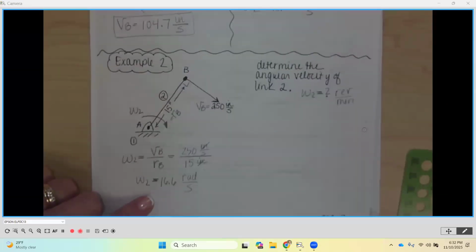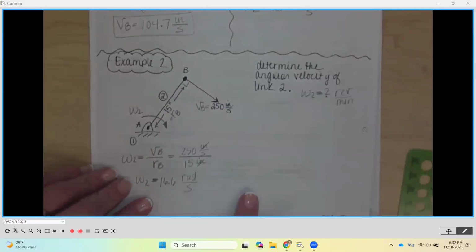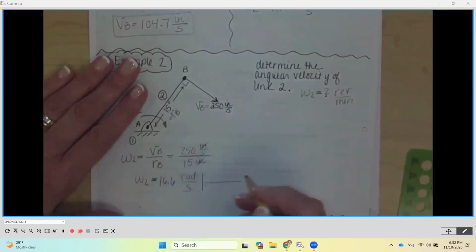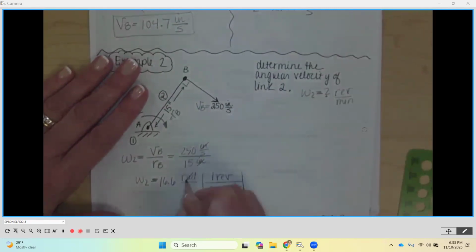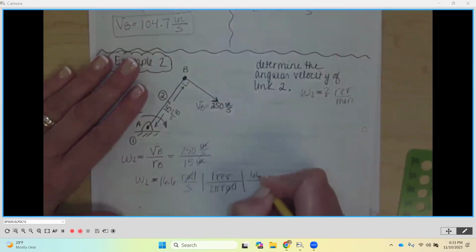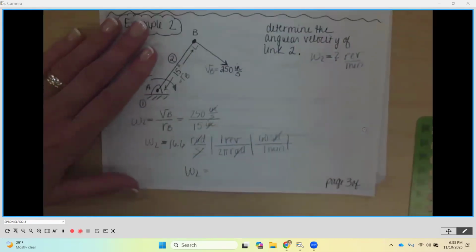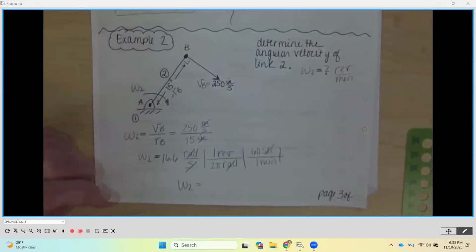Your final answers for angular velocities always have to be in RPMs. You're going to get them out of this equation in radians per second, but you're going to convert it to RPMs each and every time, when it's a final answer. So here, I know that I have 2 pi radians in 1 revolution. Radians cancel. And then I know that there are 60 seconds in 1 minute. Seconds cancel. So my W2, what do we get?